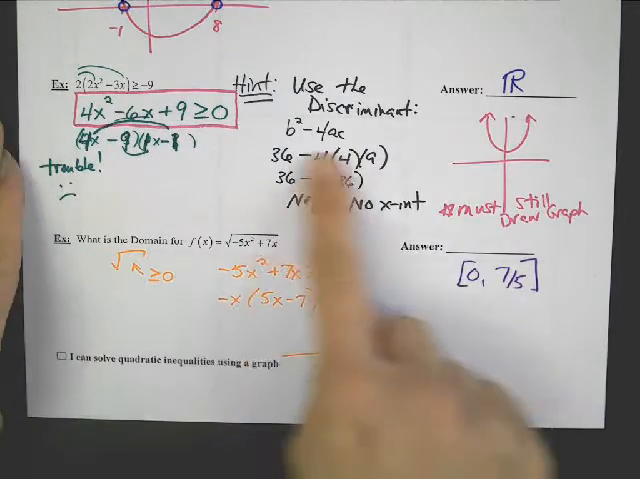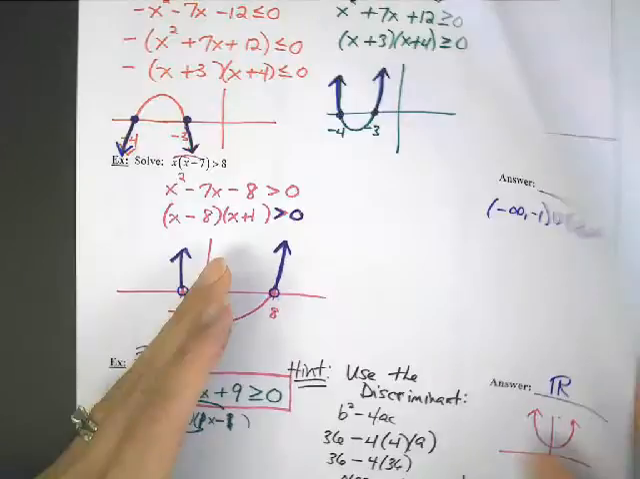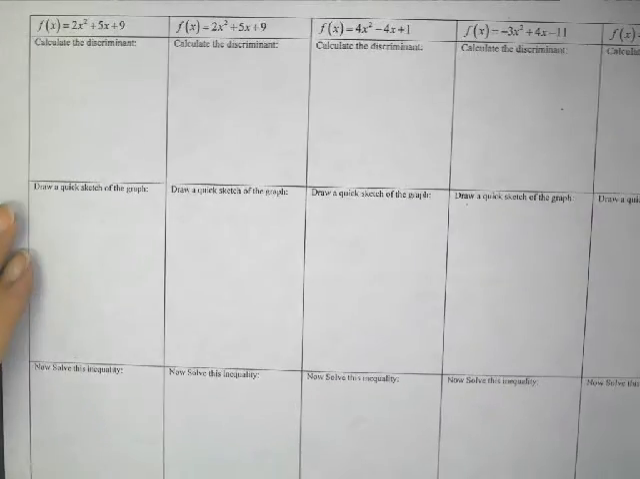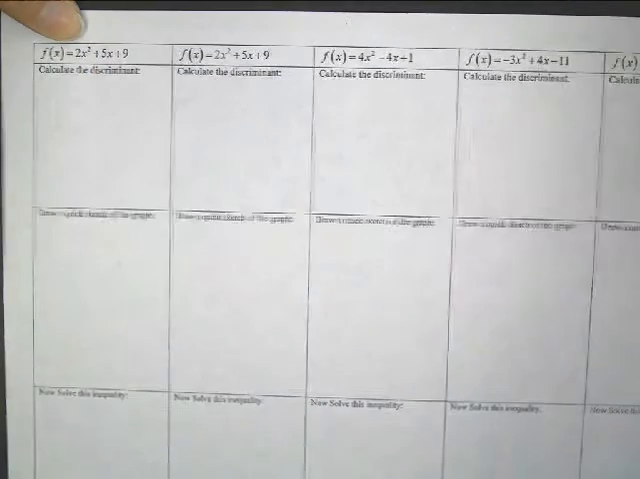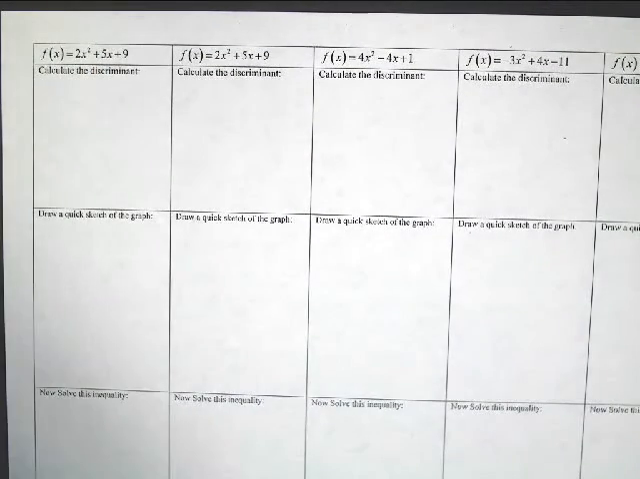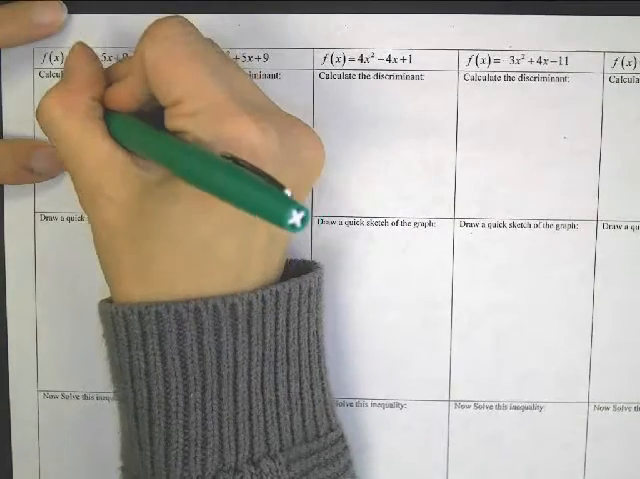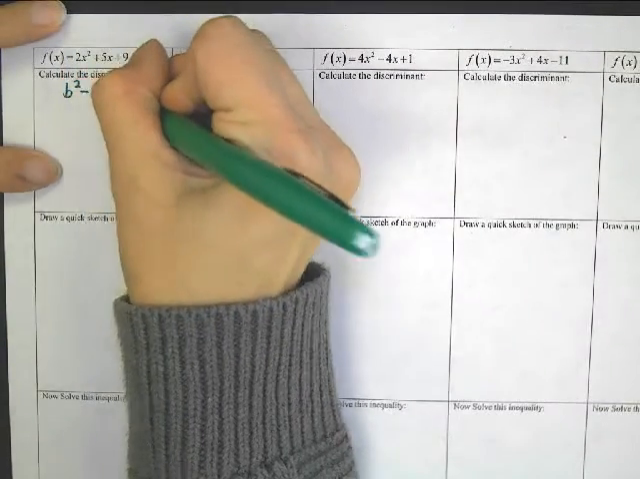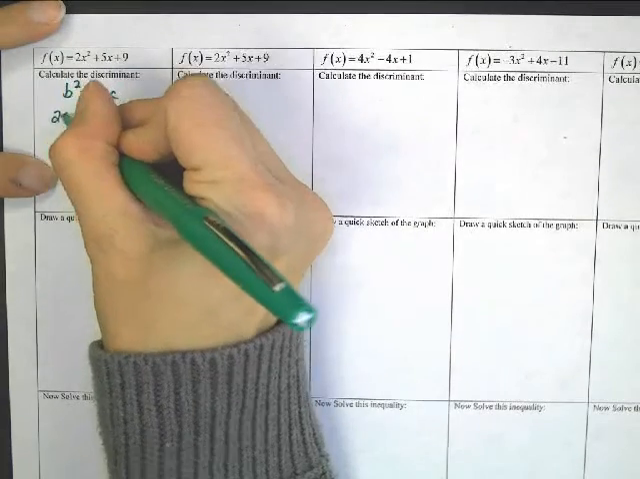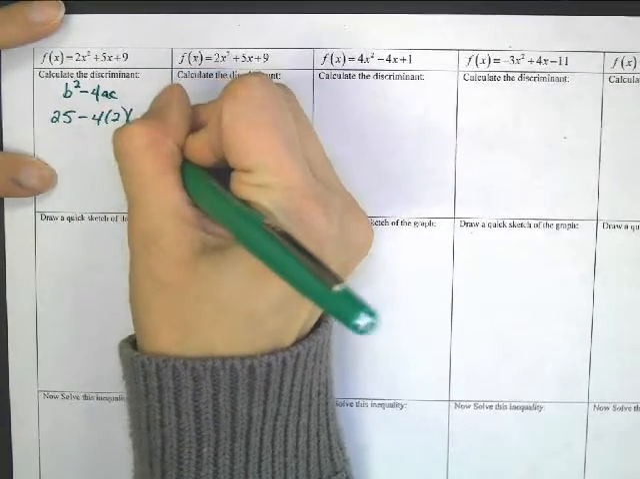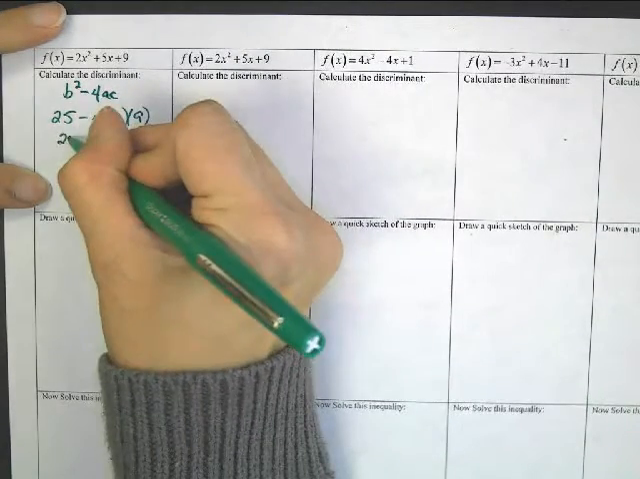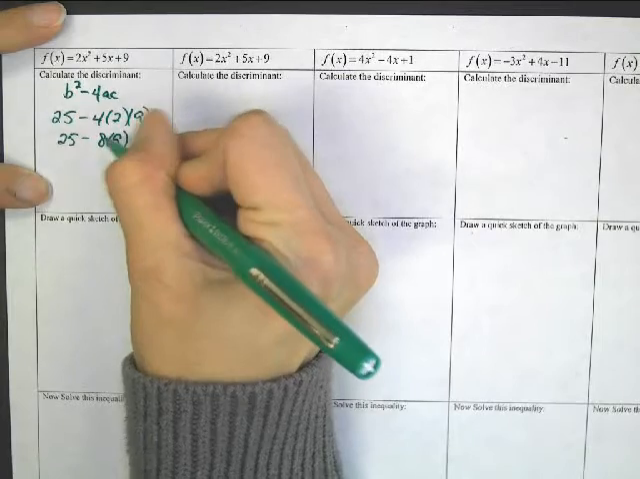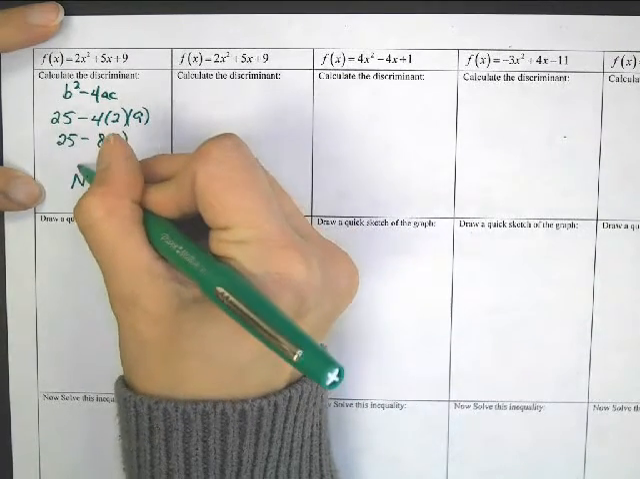Okay, I want to talk more about this weird one here. And to do that, I've got this cute little chart here for us. So maybe I'll zoom out just a little bit. So here's a quadratic equation. And I want to calculate the discriminant. The discriminant is b squared minus 4ac. Okay, so b squared is 25 minus 4 times 2 times 9. 8 times 9, oh, that's definitely going to be negative. Okay, so it's going to be negative.